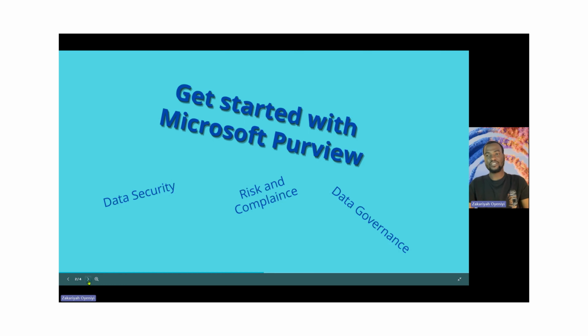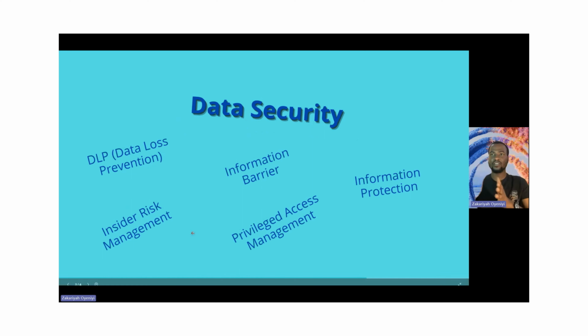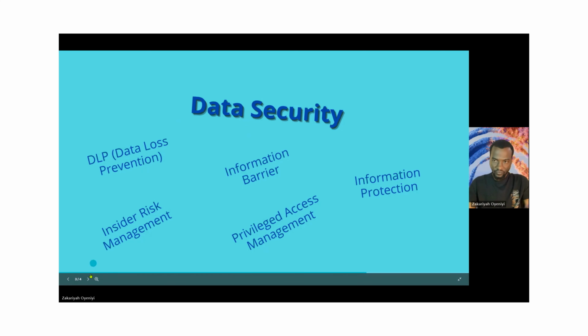So what comprises data security? We have data loss prevention, we have information barriers, we have information protection, we have insider risk management, and we have privileged access management. Each of these is a feature which covers data security. We'll pick them one by one, so we start with information protection first.